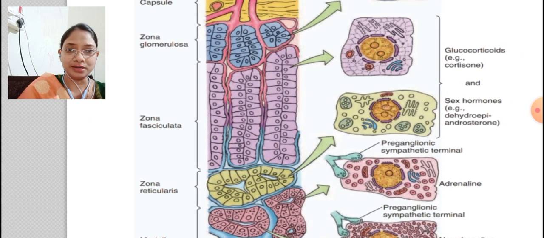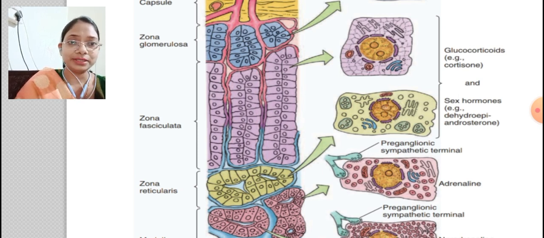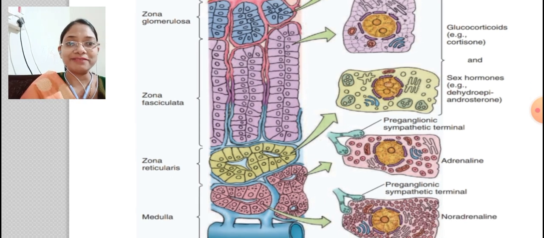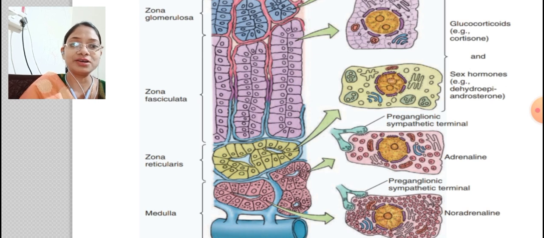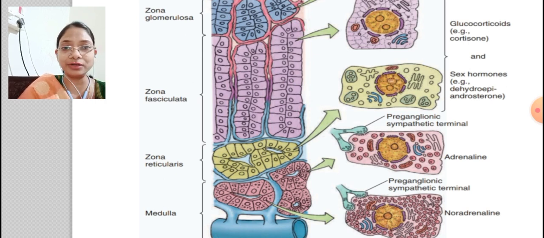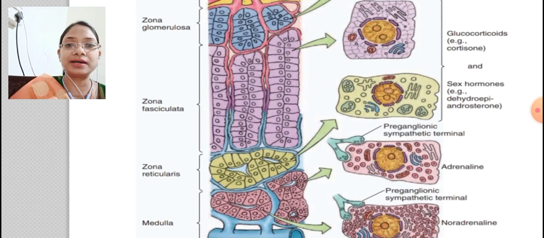Zona glomerulosa has columnar cells, and these cells are arranged in U-shaped acini. So they are called zona glomerulosa cells. Zona fasciculata cells are arranged in straight column-like structures, while zona reticularis cells are arranged in a reticular fashion, that is, network-like. So all the cells are columnar, but their arrangements are different.